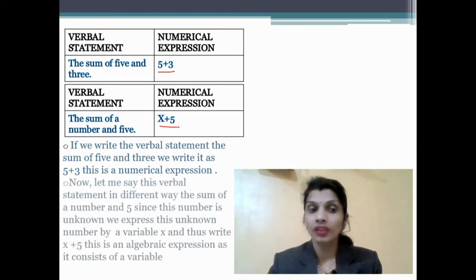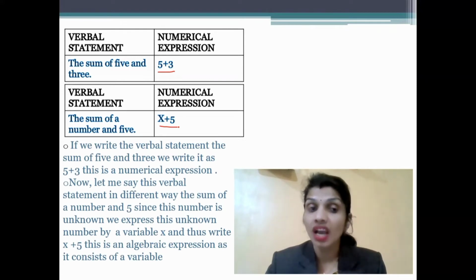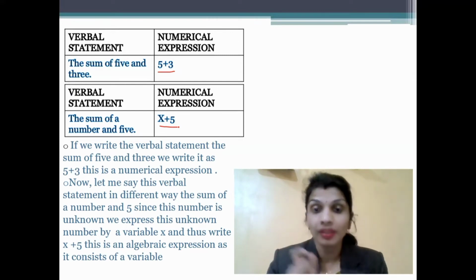Now in the second one, let me say this verbal statement in a different way: the sum of a number and 5. Since the number is unknown, we express this unknown number by a variable x. Thus we write x plus 5, which is an algebraic expression as it consists of a variable. There should be a variable.